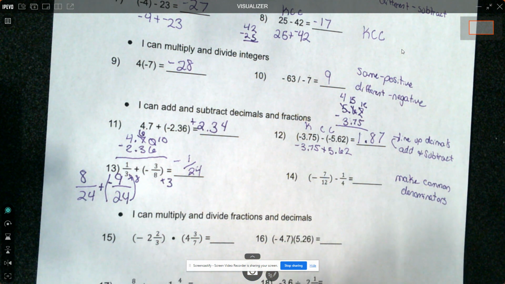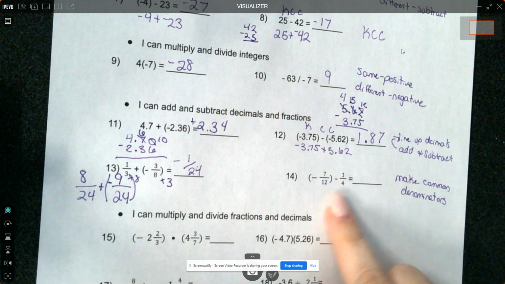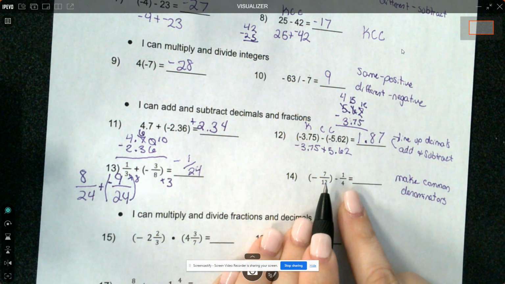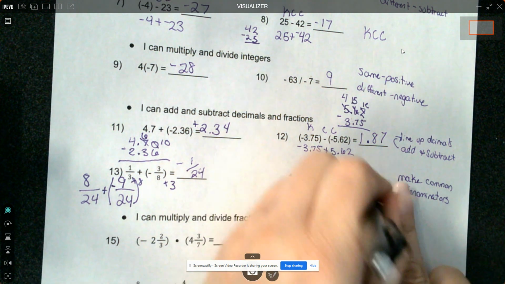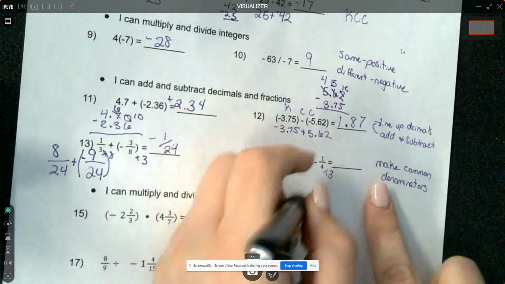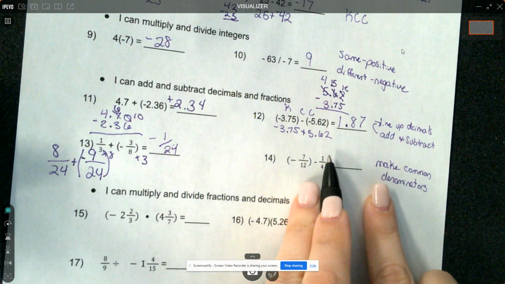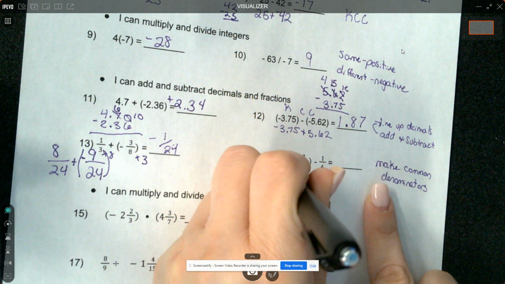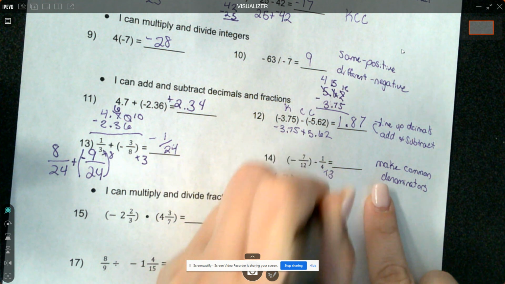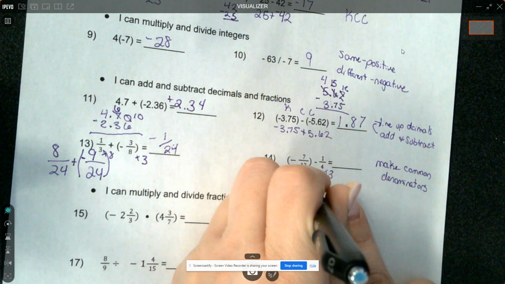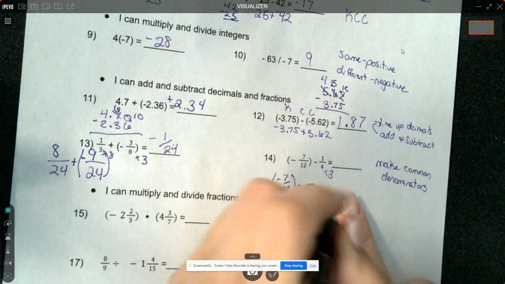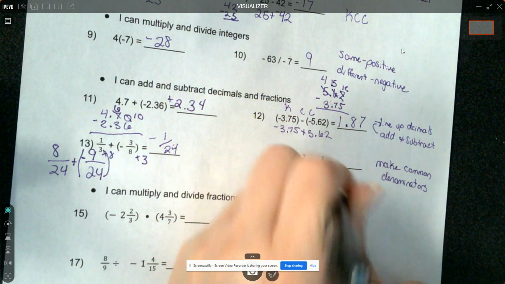Mason Cardwell? Mason? How do I make 4 into 12? How can I go from 4 to 12? Times it by 3. So remember what you do to the bottom, you have to do to the top. So I'm going to keep my negative 7/12. And 4 times 3 is 12. 1 times 3 is 3.